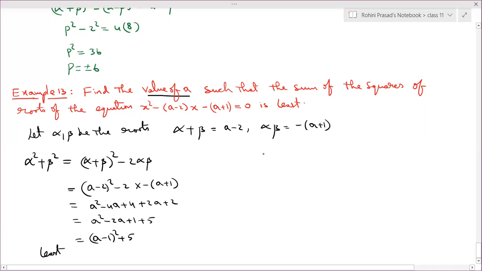This value is least when a equal to 1. When a equal to 1, this will be 0 and then this will be 5. Any other value of a, this will be more than 5. They didn't ask the least value of alpha square plus beta square. They ask the value of a for which this expression is least, that is a equal to 1.